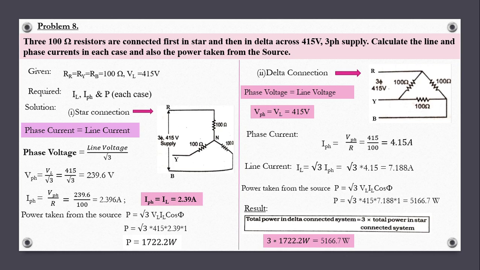And one more difference students should understand is between the phase voltage and the line voltage. Phase voltage is the voltage measured between any one phase and neutral. Line voltage is the voltage measured between any two phases.